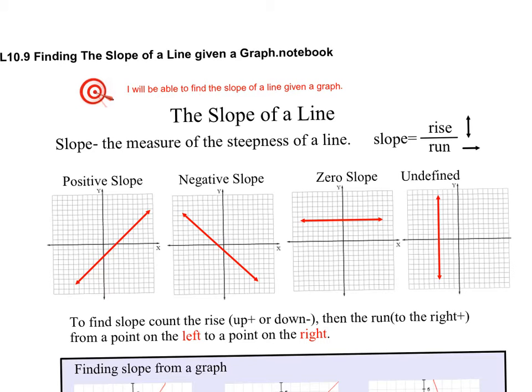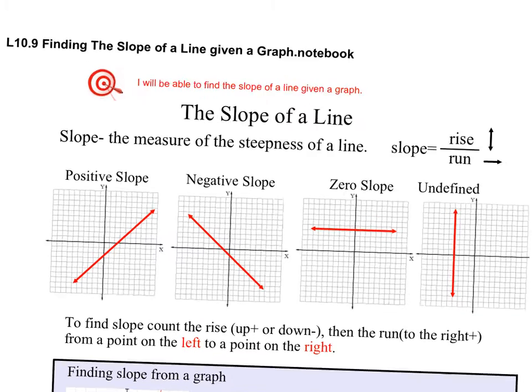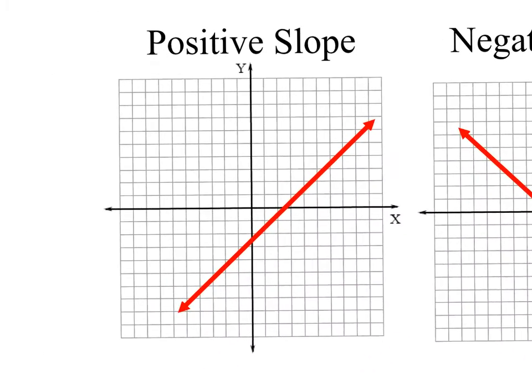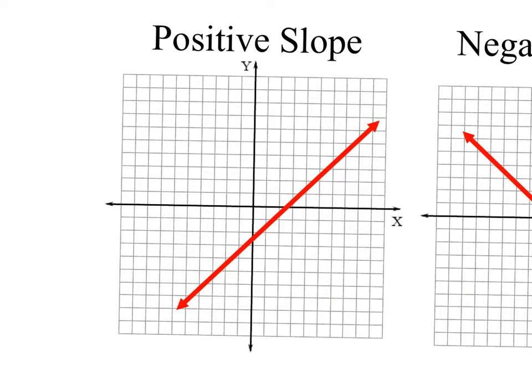There are 4 types of slopes. There's a positive slope, a negative slope, a zero slope, and an undefined slope. So let's take a quick look at positive slope. A positive slope starts with a point on the left, and to get to the next point on a line, you have to count up and over. Okay? So positive is a positive number over a positive number.